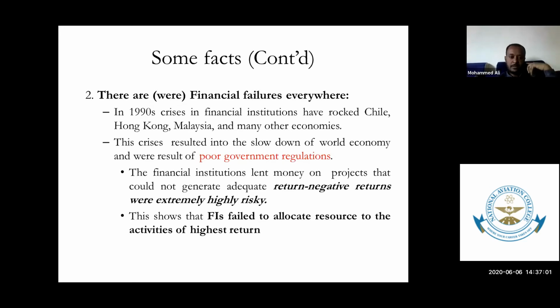For example, in 2008 in America and generally in the world, there was a financial crisis. The financial crisis was due to financial failure, due to the failure of mortgage banks or housing banks in America. Then, as you know, there was no adequate allocation of resources.